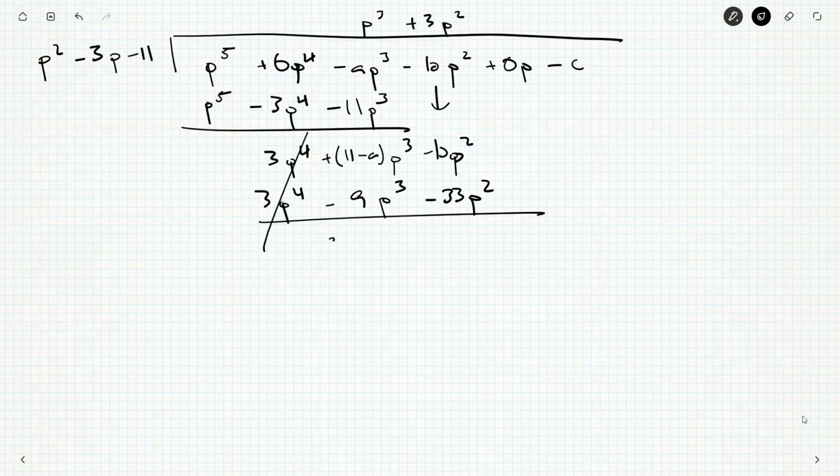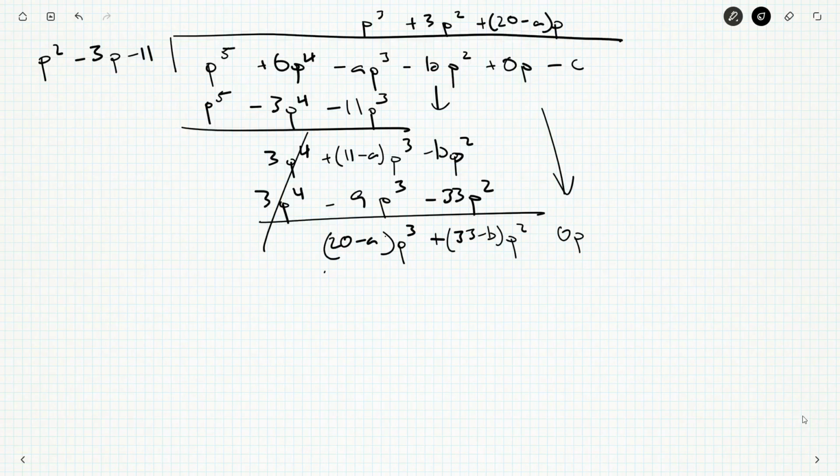Those will cancel, and we will be left with 20 minus a p cubed plus 33 minus b p squared. And then we'll bring down the 0p. And now p squared, so we're going to get 20 minus a p. Doesn't really matter, don't worry too much about that. And minus 3 times, so minus 60 minus 3a p squared.